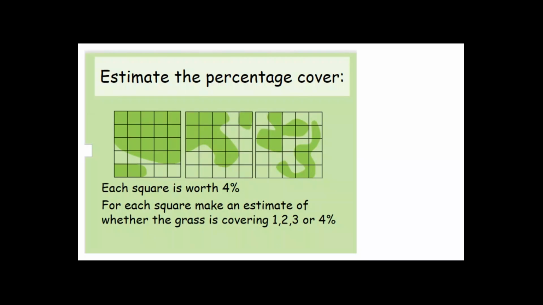How each square is worth 4%. So we'd have 4, 8, 12, 16, 20. Up to there, that's 40. That's probably 3/4, so that's 43%, 47.